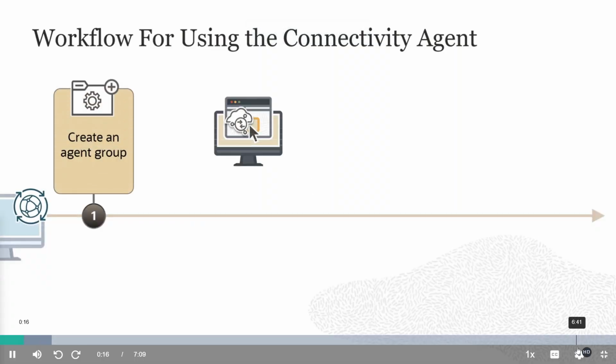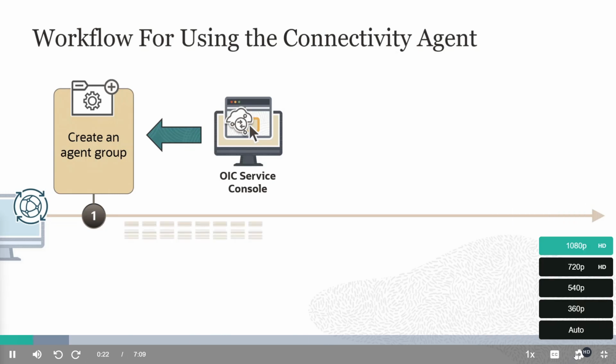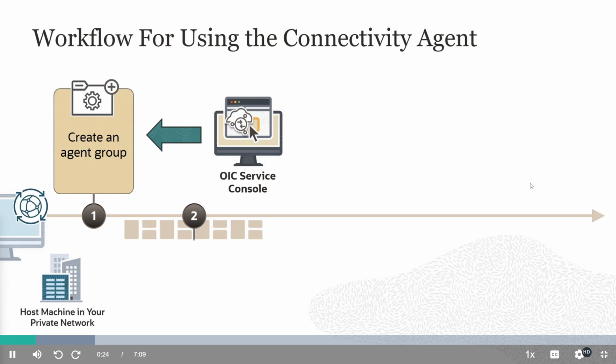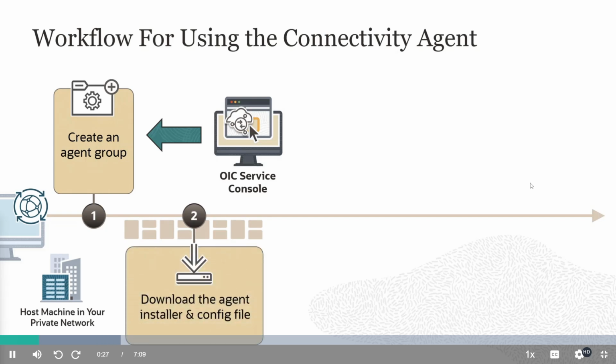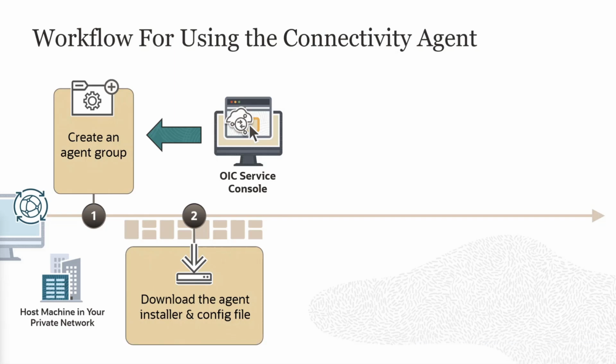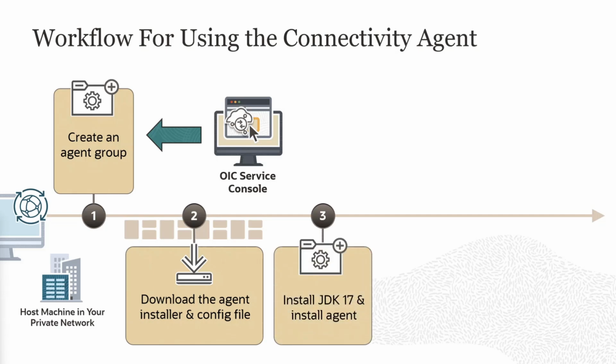you need to define an agent group for the OIC instance, which is easily done using the Oracle Integration Service Console. Next, from a host machine in your private network, you download the generic connectivity agent installer as well as the pre-configured installer profile configuration file for that agent group. Next, install Java Development Kit version 17, since the agent is a Java virtual machine process. Then install the agent by executing the agent jar file.